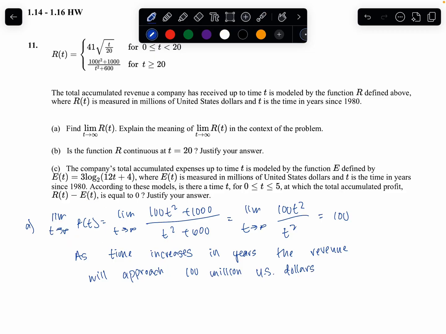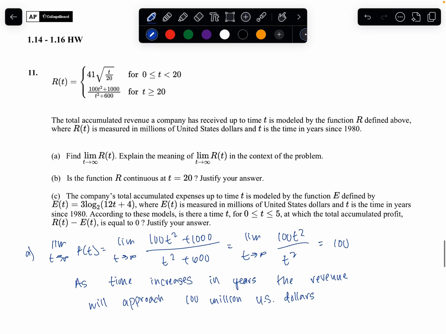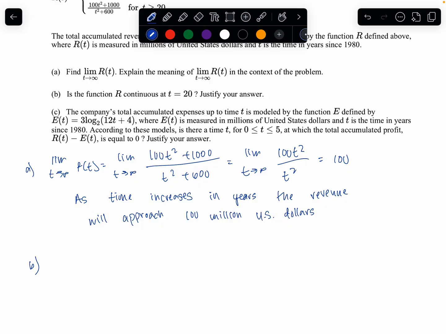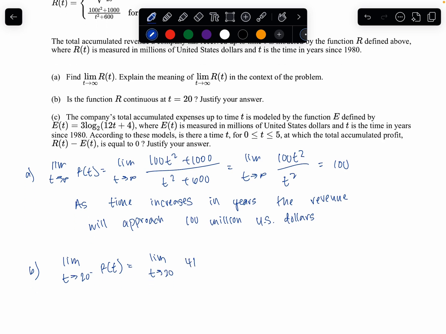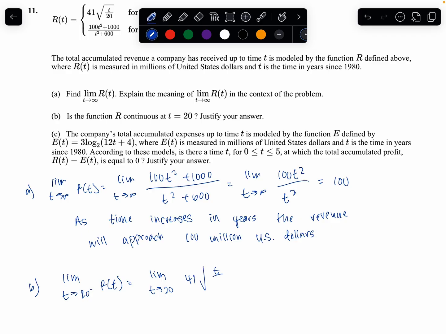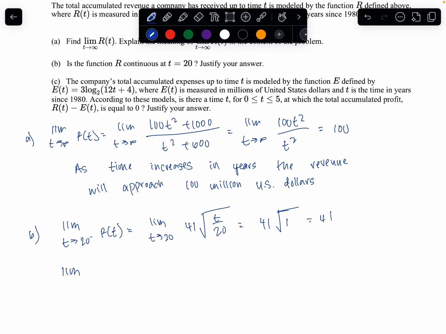For b, is the function continuous at t equals 20? So for that part, let's do the limit as t approaches 20 from the left side of r of t. That's going to be equal to the limit as t approaches 20 of 41 square root of t over 20, which is going to be equal to 41 times the square root of 1. So that's just going to be equal to 41.